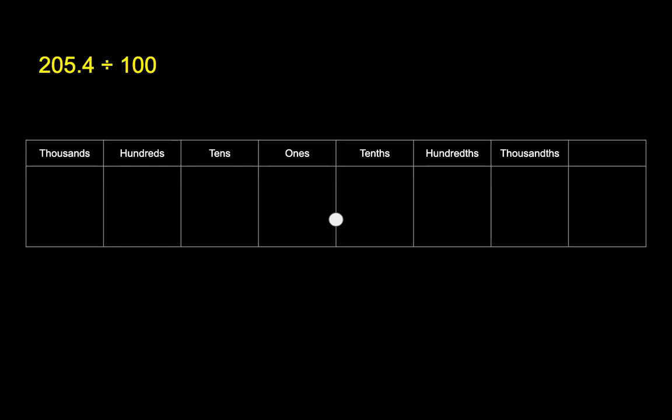205.4 divided by 100. The first thing we need to do is write the number in the correct columns. Hopefully you can see that. And you'll see we've got a 0 here again that we're going to have to think about. Every one of those digits, except the 0, is going to become 100 times smaller. Although it's going to look like the 0 becomes 100 times smaller, it doesn't really. Here we go.